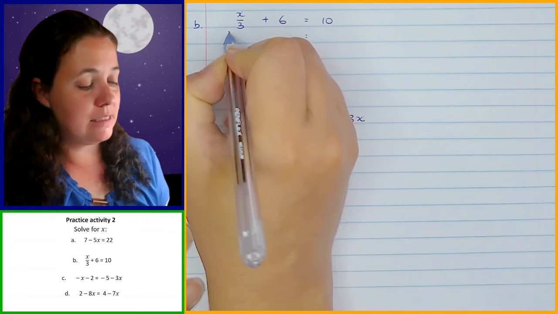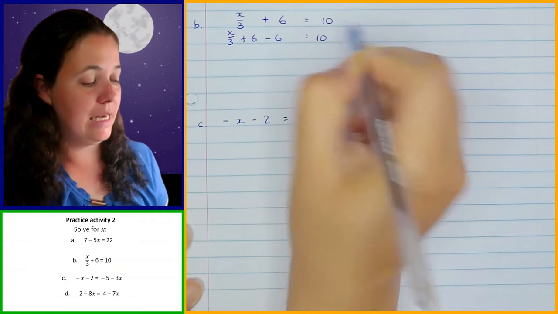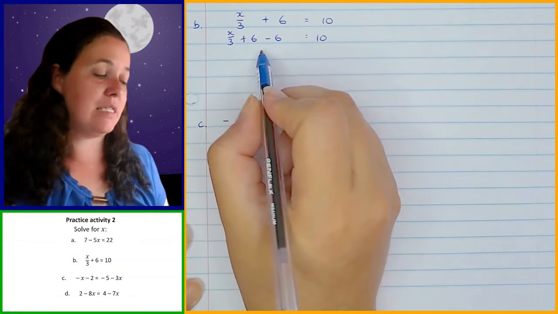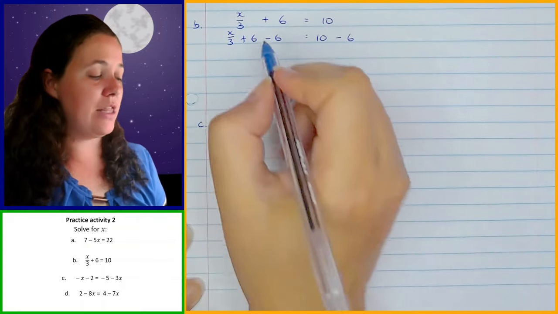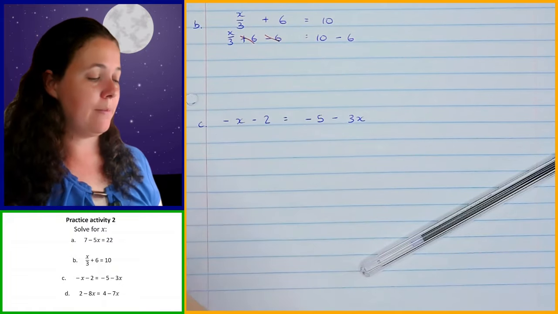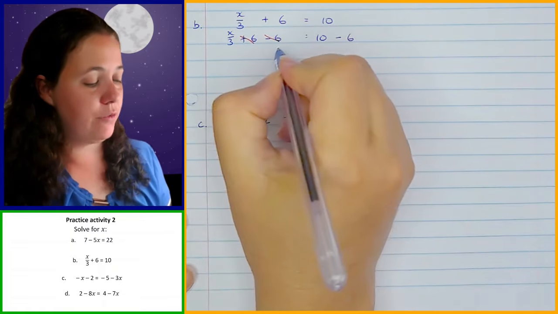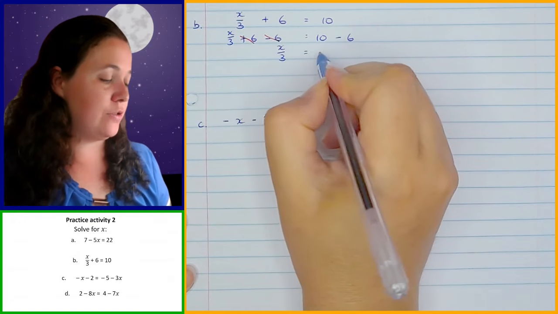So I've got x over 3 plus 6 minus 6 equal to 10. And because I subtracted 6 on the left-hand side, I have to do the same thing over here, minus 6. Okay, so now we're going to simplify that. The plus 6 and minus 6 cancel each other out. And that gives me x over 3 equal to 10 minus 6, which is 4.